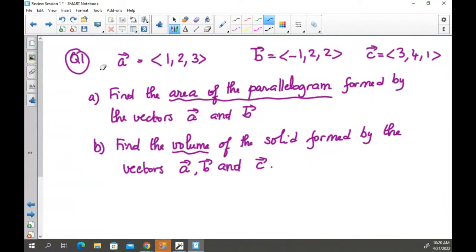Now, something we did a long time ago. I hope it's still in your minds. We have three vectors, A, B, C.